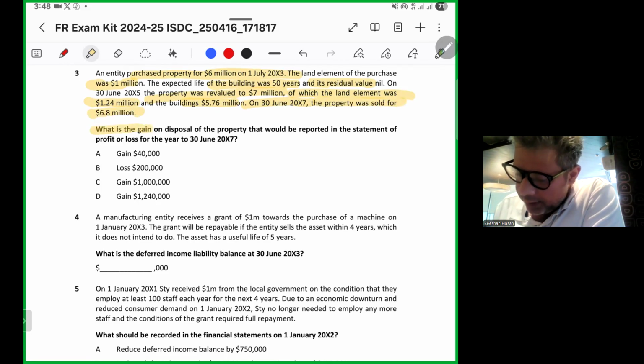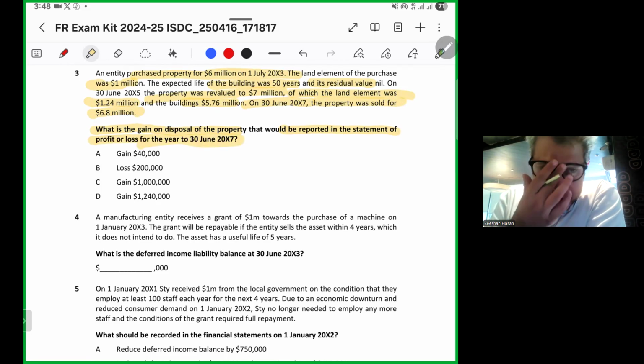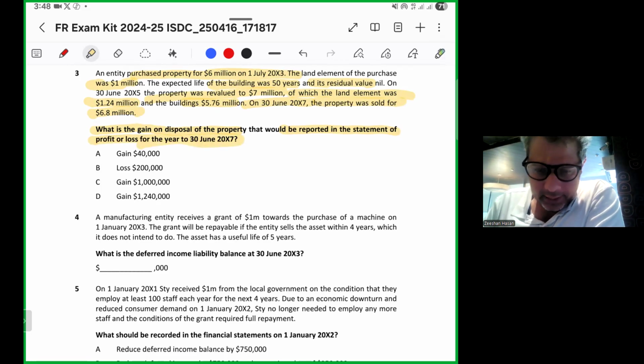So, what is the gain on disposal of the property that would be reported in the statement of profit or loss for the year to 30th June 2007? A, B, C, D, the answer. So, let us look at the solution now. So, let us solve it.